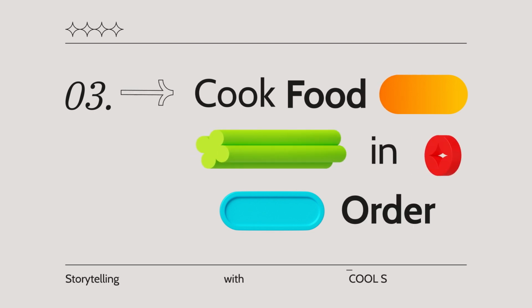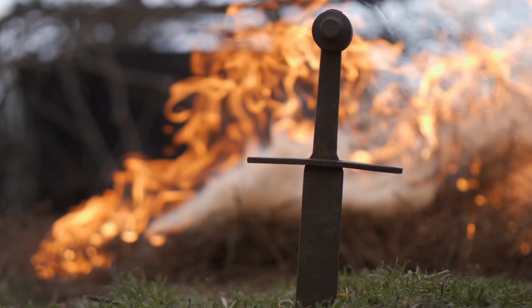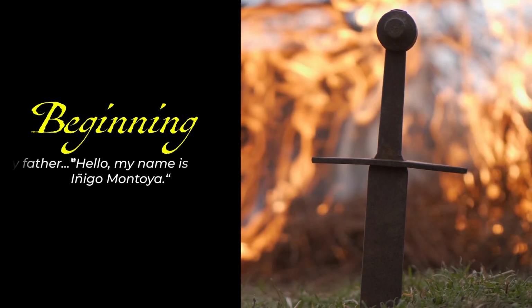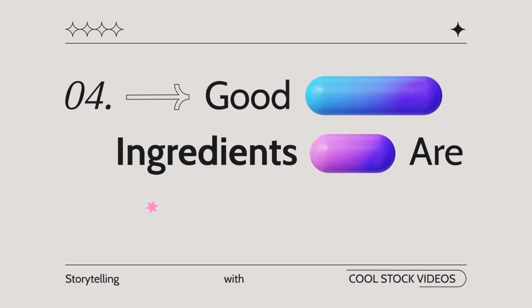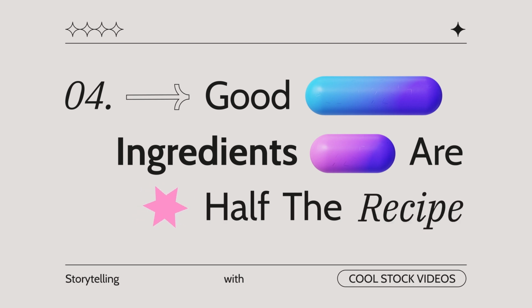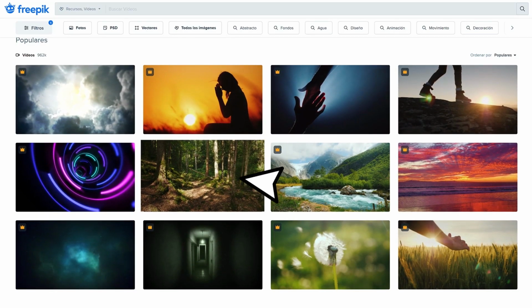Cook food in order. Follow a simple structure: beginning, middle, and end. Good ingredients are half the recipe. The quality of the images are half your story.